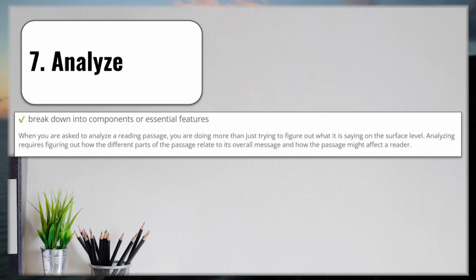You'll also be asked to do term number 7, analyze, extremely frequently. Particularly when you're reading something longer, you'll be asked to analyze its meaning or to break it down into components or essential features. When you're asked to analyze a reading passage, you're doing more than just trying to figure out what it is saying on the surface level. Analyzing requires figuring out how the different parts of the passage relate to its overall message and how the passage might affect a reader or how it might get its point across to the reader.